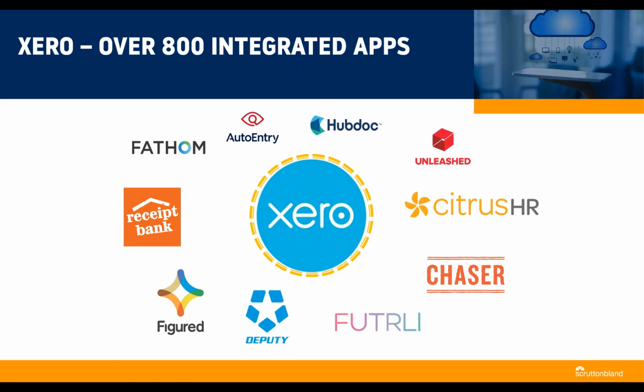Unleashed, in the top right, is a stock management tool. Although Xero does have some stock functionality, it's very limited. Unleashed expands into a wealth of advanced stock management functionality. Citrus HR is, probably by the name, a HR solution that integrates into Xero.